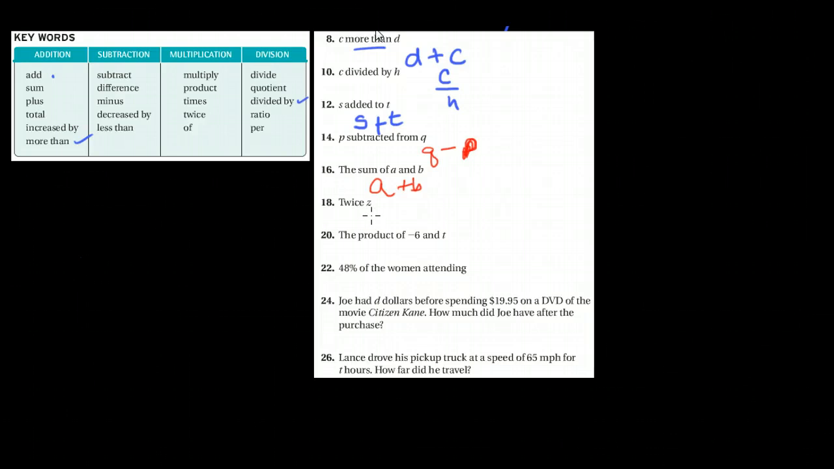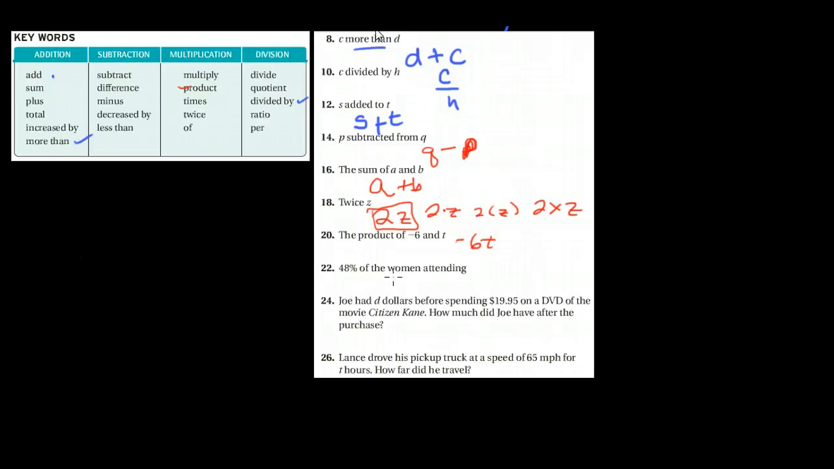Twice Z is 2 times the quantity Z. And whenever we write a number times a variable, we can just put it together: 2Z. You could also write it 2 times Z, but this is an acceptable format here. The product of negative 6 and T. Let's see, where's product on my list? Oh, here we are. So this says negative 6 times T.